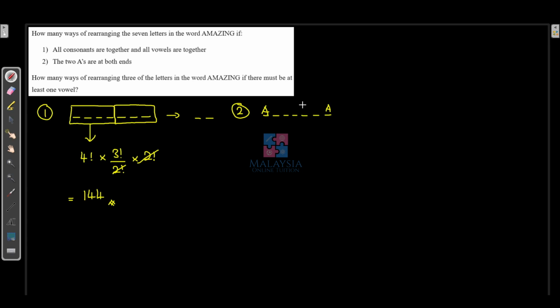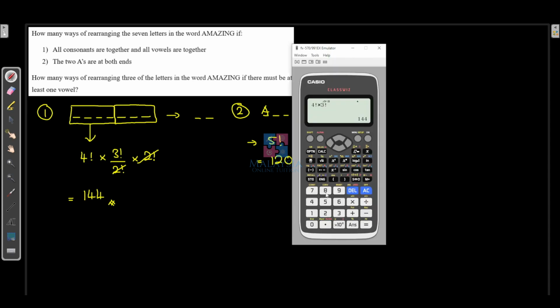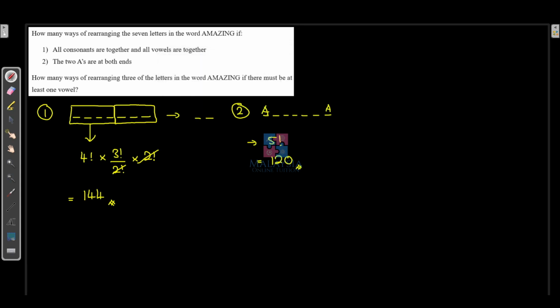We don't have any of the remaining 5 letters repeating. So that's why the answer is a straightforward 5 factorial, which is going to be 120. That's it, you can check. 5 factorial is going to be 120. So that's all for question number 3, part 2.